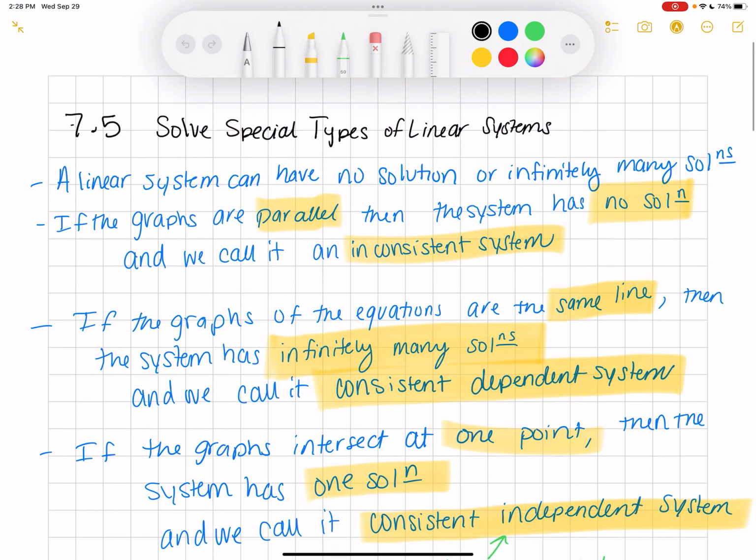All right. Solve special types of linear systems. Okay, just a refresher. That's what we're working on.